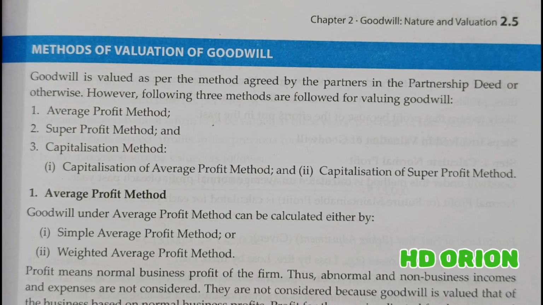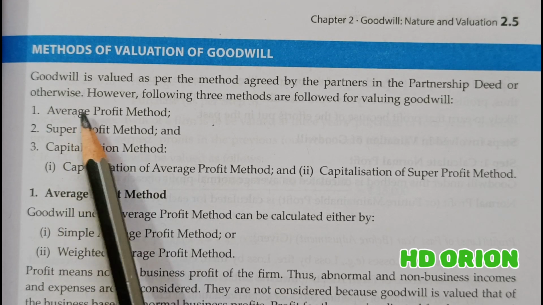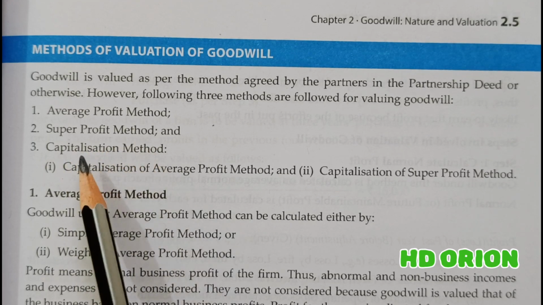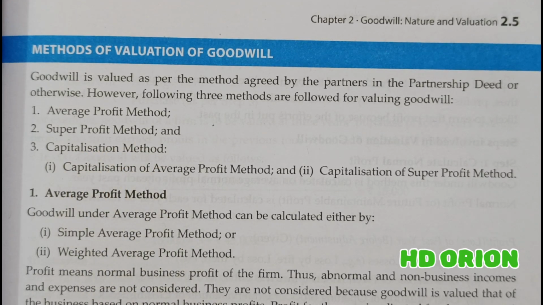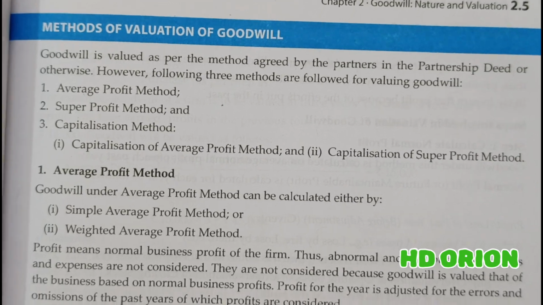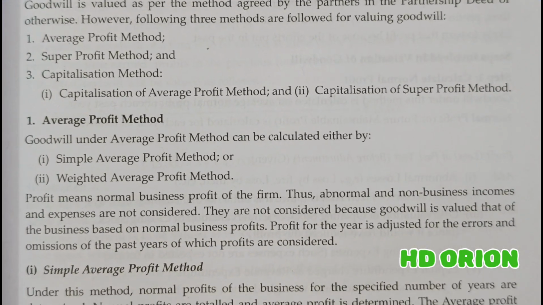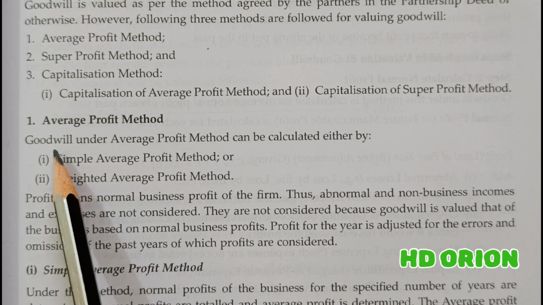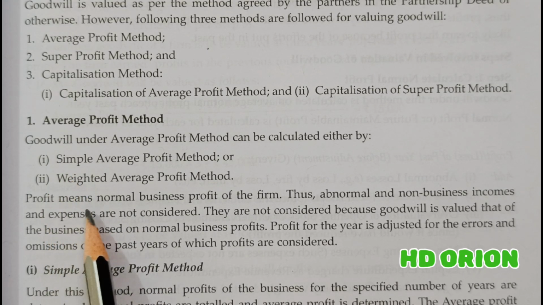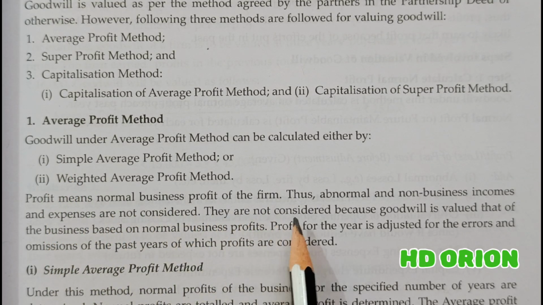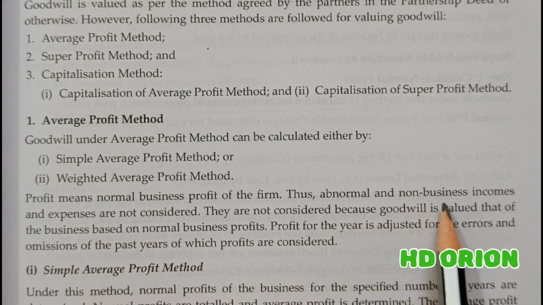For our syllabus, we have to calculate goodwill by three methods: average profit method, super profit method, and capitalization method. So first let us see what is the average profit method, in which the goodwill will be calculated on the average profit of the past few years' profits given in the question. Profit means normal business profit of the firm. Thus abnormal and non-business incomes and expenses are not considered.